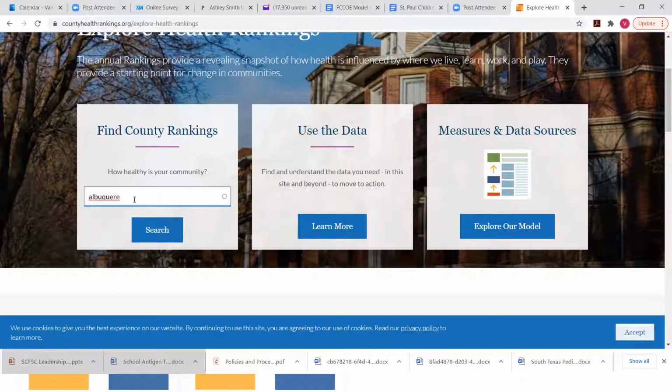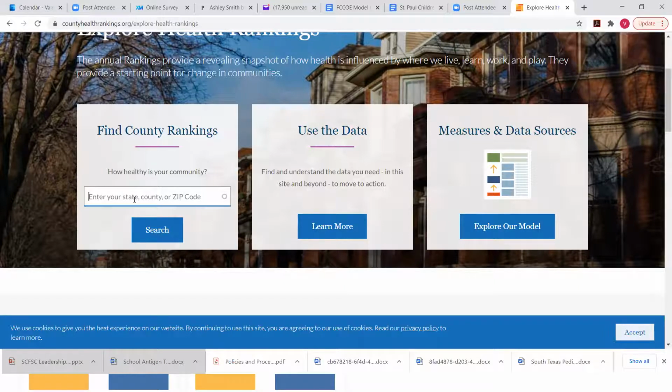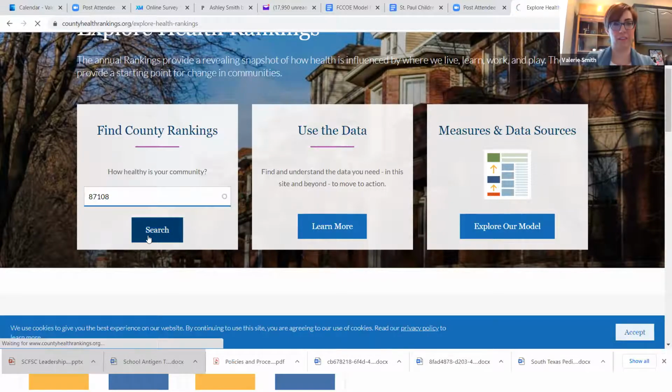Oh, but that's for the city. So maybe you need to say Bernalillo, because that's the county. Okay, or even a zip code in there is fine. You can do 87108. Okay, there you go.